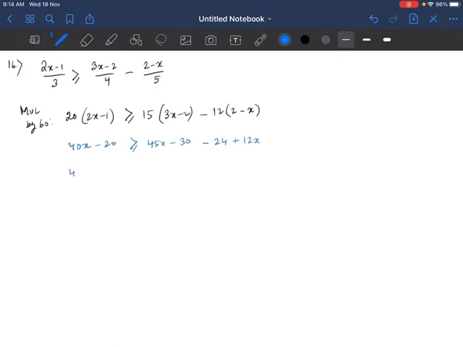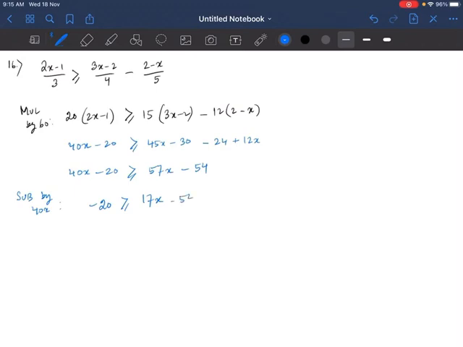Let us simplify further. So it's 40x minus 20 greater than or equal to 45x plus 12x, that gives us 57x, then minus 30 minus 24, that gives us minus 54. In the right hand side, the coefficient of x is more, so I will keep the x part in the right hand side only. So I will subtract both sides by 40x. Once I subtract 40x, this side we have minus 20 because 40x goes away, and this side we have 17x because 57 minus 40 is 17.